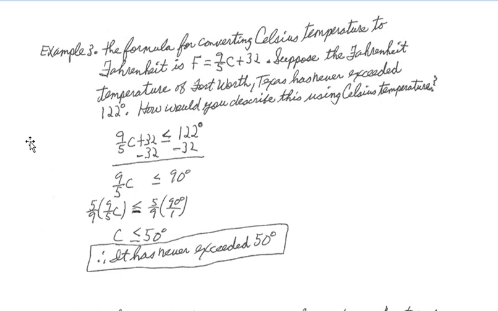And upon doing that, the left side becomes exactly C, and it should be less than or equal to the right side, which simplifies to 50. Therefore, this degree Celsius has never exceeded 50 degrees.